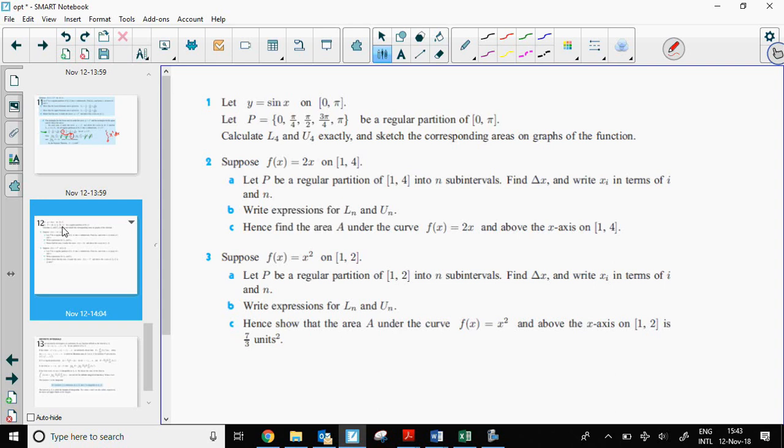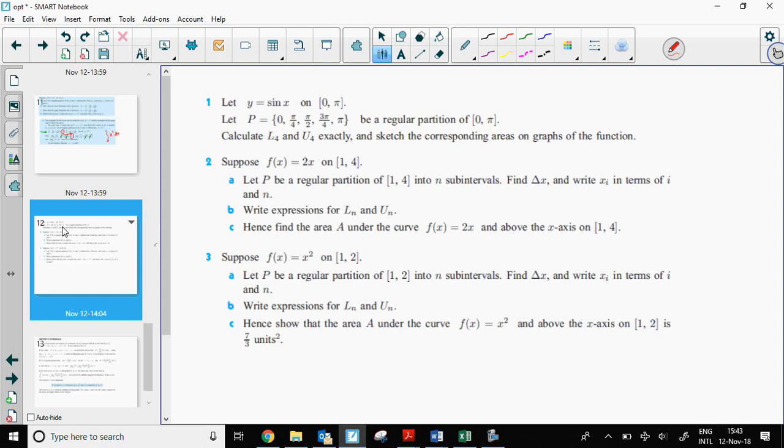So check those out. Notice that in each of these cases, it's a monotonically increasing function. Sine of x from 0 to pi, increasing. 2x, always increasing. x squared from 1 to 2, increasing.